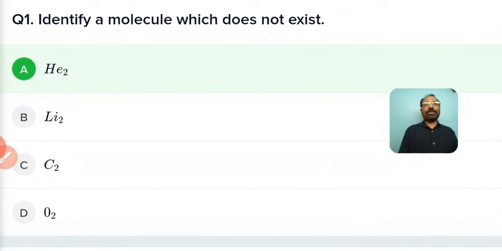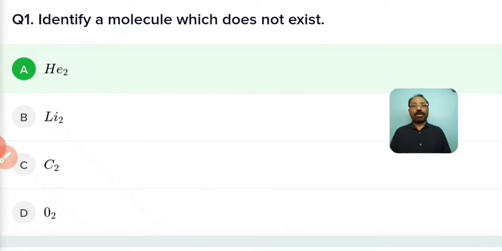Identify a molecule which does not exist. This question is from chemical bonding. Options: A. He2, B. Li2, C. C2, D. O2. If you observe these options, helium is a noble gas or inert gas. These elements exist in the monatomic state. Therefore, He2 does not exist.